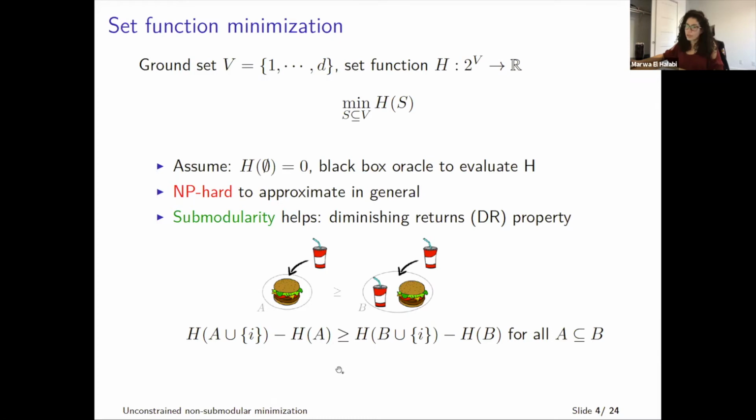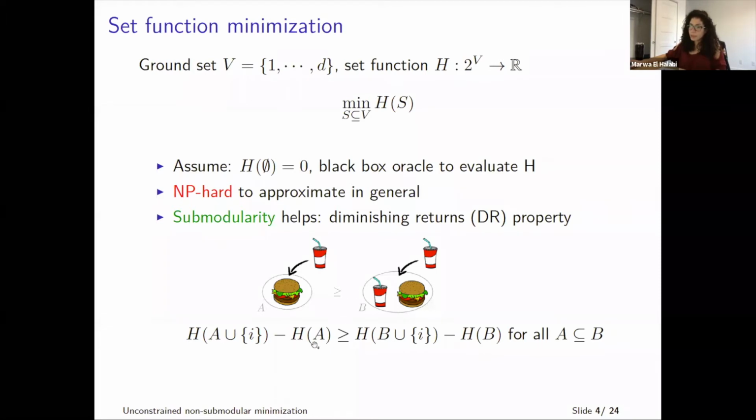So just as a silly illustration of this, you can think of this as H being the cost of your meal, and then A is the meal that you have, and the element that you're adding, I, is the drink. So the change of your cost when you add your drink to the meal is H of I plus A minus H of A. And then if you add the same drink to a bigger set B, which already has the same drink, let's say, then the cost is smaller because maybe there's free refill or something like that. So this is just this sort of notion of diminishing returns.